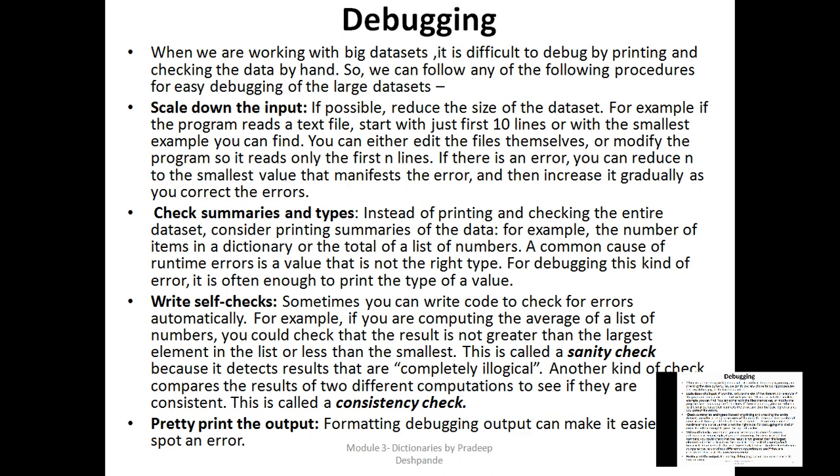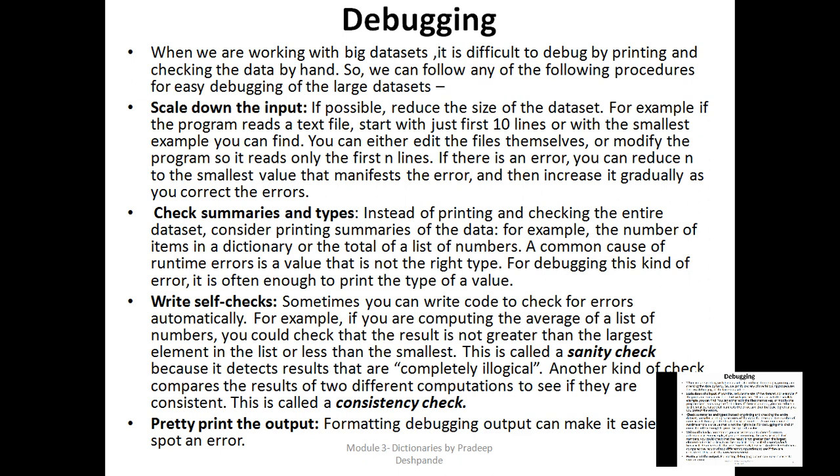Then write self-checks. Sometimes you can write code to check for errors automatically. For example, if you are computing the average of a list of numbers, you could check that the result is not greater than the largest element in the list. You can write it within the code itself. First, you can check the average should not be greater than the largest of the elements. Okay, we call this a sanity check. Another check is a consistency check, that compares the result of two different computations to see if they are consistent.